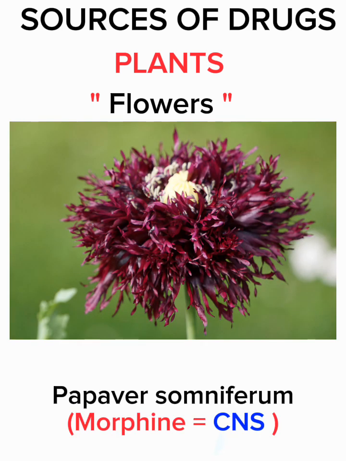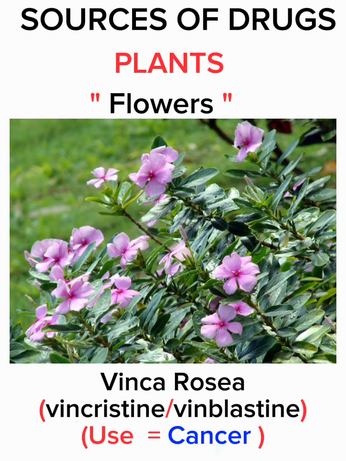From the flowers, we can get Poppy, Papaver somnifera. What do we extract from there? We extract morphine. Another thing we can get from flowers is Vinca rosea. From the Vinca rosea flowers, we can extract vincristine and vinblastine. These are active in terms of cancer. They can arrest microtubules, so they have anti-cancer properties.